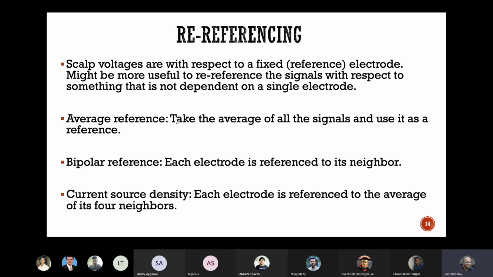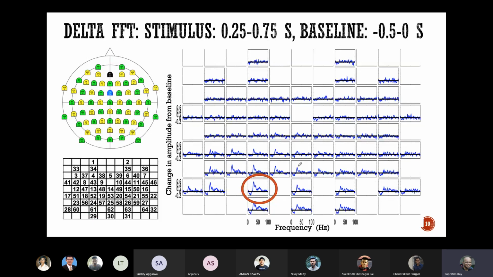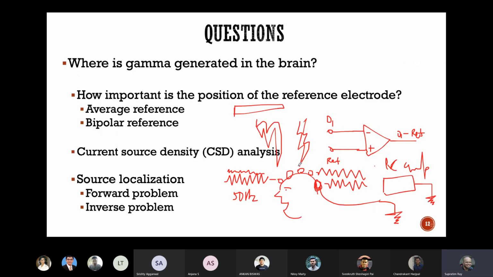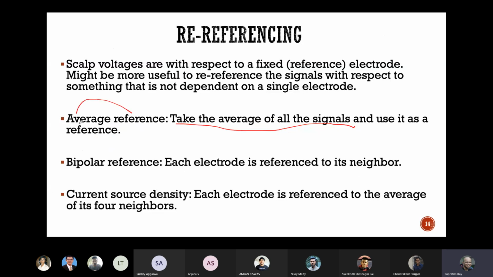One strategy is that you take the average of all the signals. So you just take all these 64 electrodes and take the average of that and use that as the reference. This is called average reference. It's a very popular strategy. Another strategy is what is called bipolar reference, where each electrode is simply referenced to its neighbor.